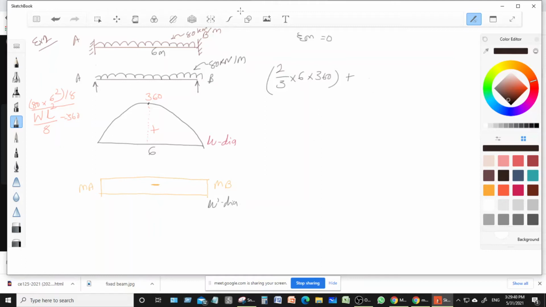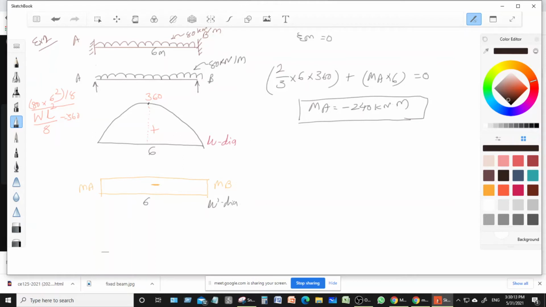that is equal to MA into span, which is the same, 6 meter. So into 6, and this is going to be 0. So indirectly you will have MA equal to, I am not going to solve it, just put the value, and the value of MA will be 240 kilonewton meter. So that is the moment at the support.